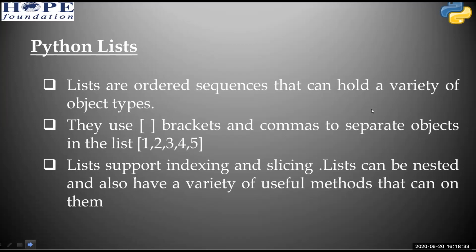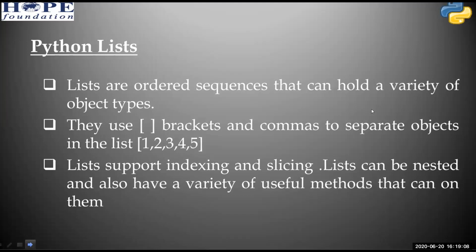Element is different, and character is different. Element means, here 1, 2, 3, 4: one is the first element, two is the second element, three is the third element. And slicing in a string means we can grab a subsection of two or more characters. Here we can grab two or more elements. That is the difference between list and string.